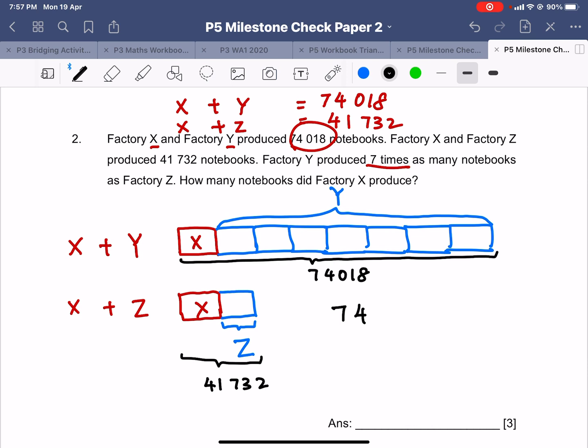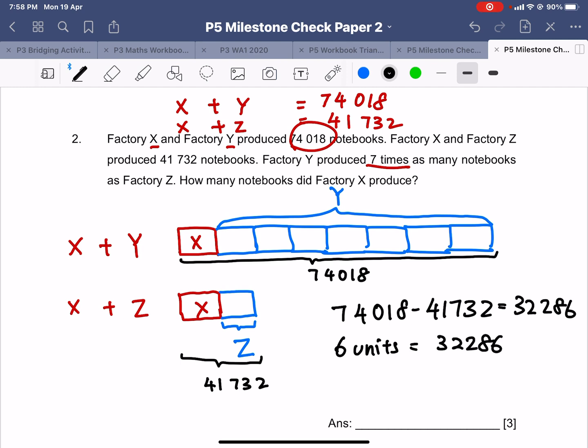Let me do a subtraction first. Let me find out the difference first. So I find out the difference again, and then this difference actually will refer to 6 units. Because of these 6 extra units, the number was extra by 3,000 over.